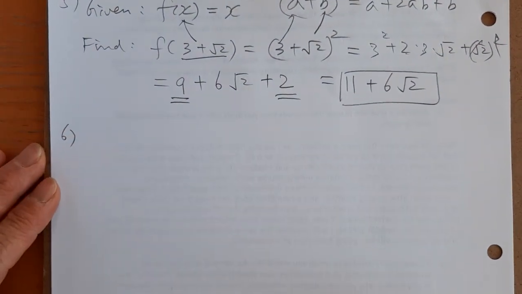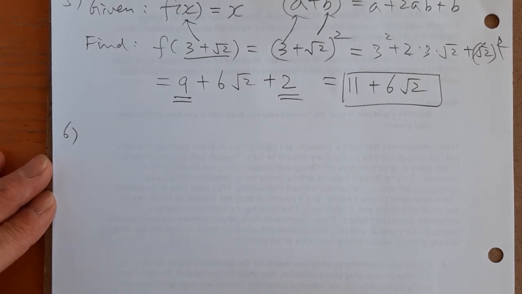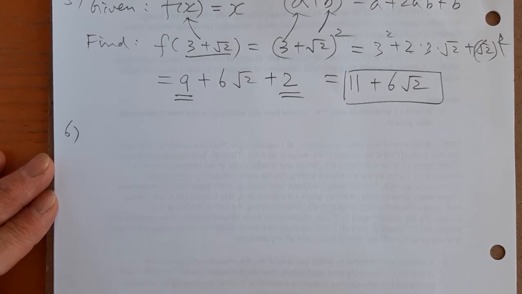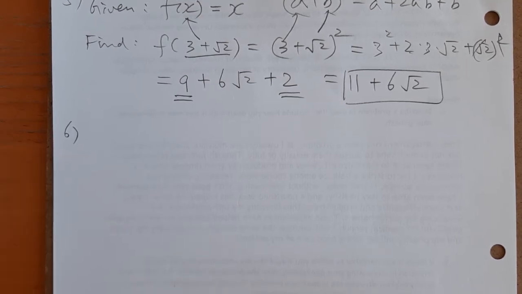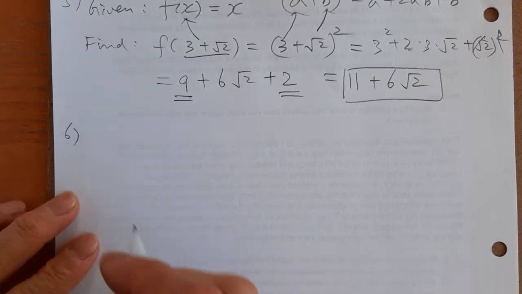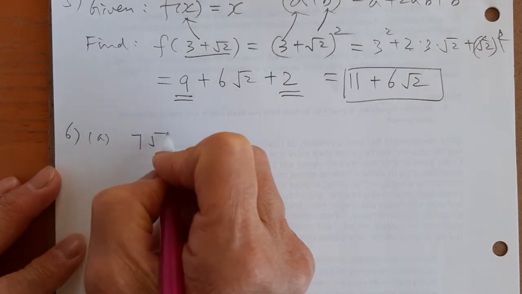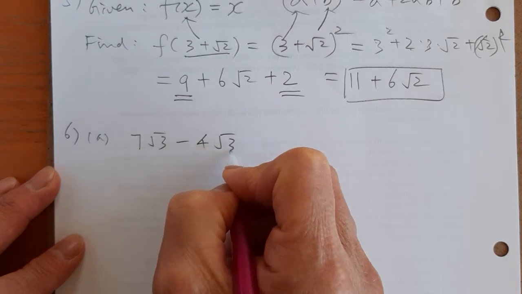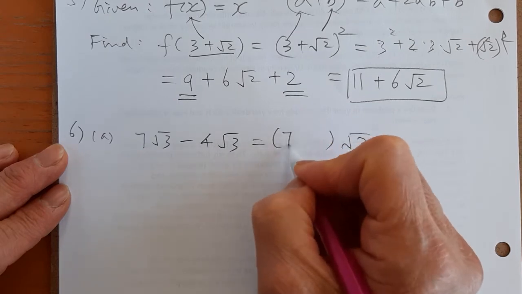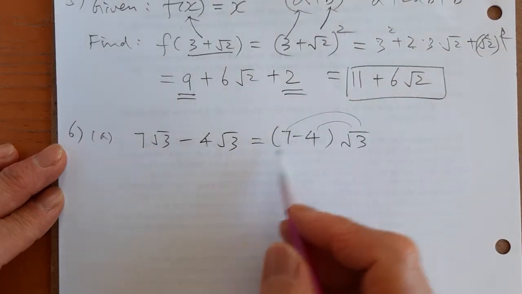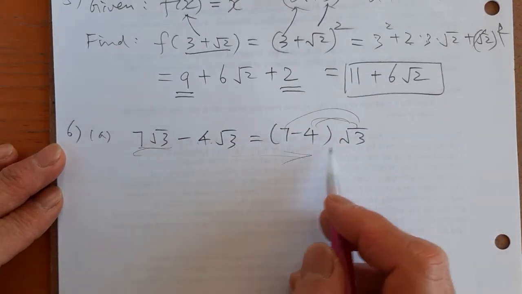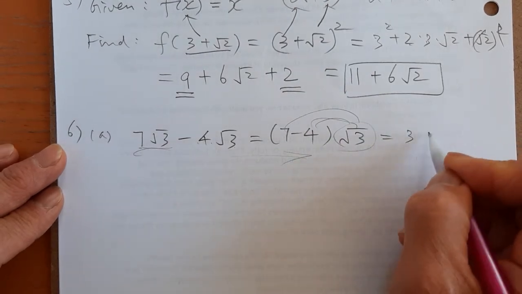Question 6. Simplify. Write all answers using radical notation. Simplify. Assume that all variables represent positive numbers. A, 7 square root of 3 minus 4 square root of 3. So this has a common factor, use the distributive property. Factor out the square root of 3. 7 minus 4 is 3, so we get 3 square root of 3.